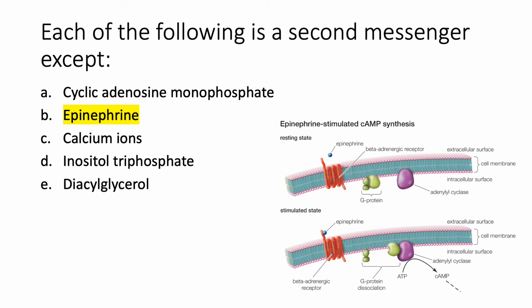And the answer to this question is B. Epinephrine. In the figure, you can see that epinephrine is coming from outside the cell, and second messengers are a result of a pathway, so they cannot come from outside of the cell, and therefore it cannot be a second messenger since it's coming from the exterior.